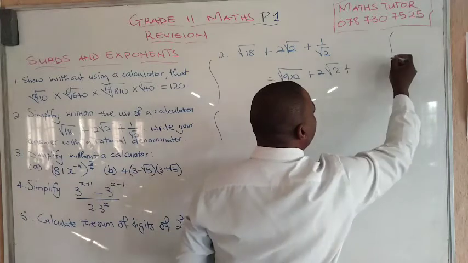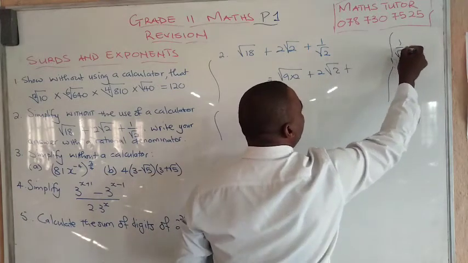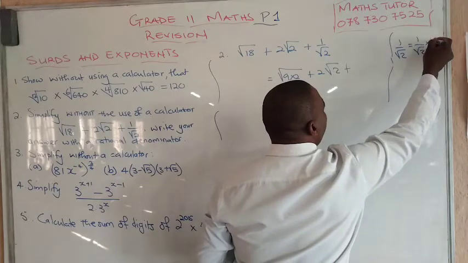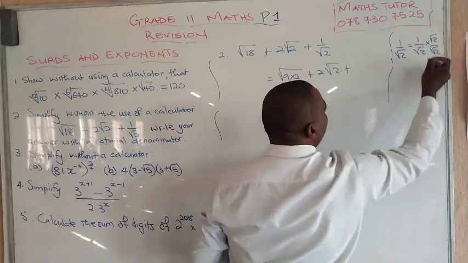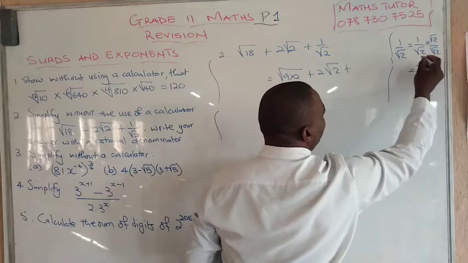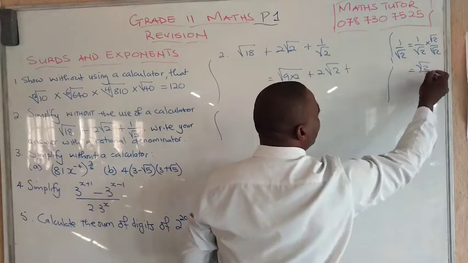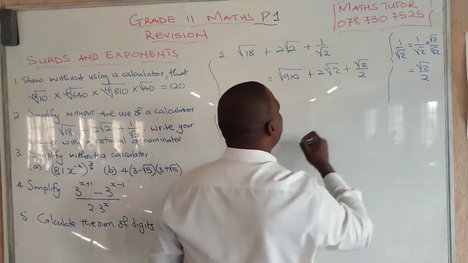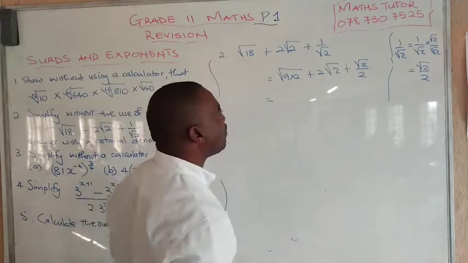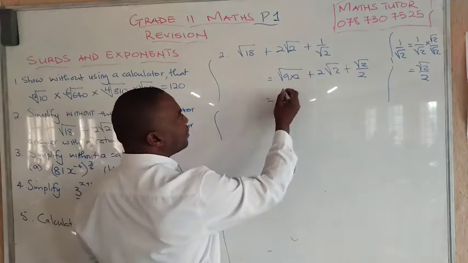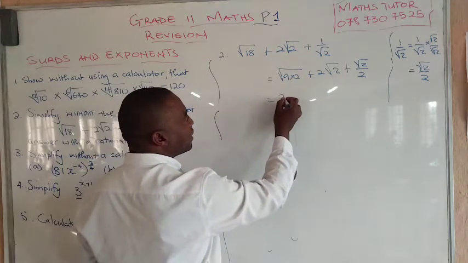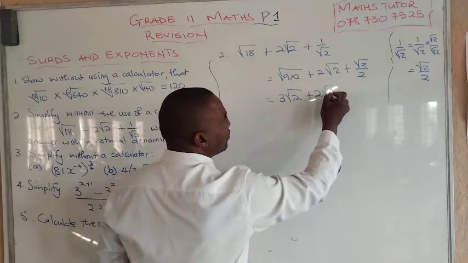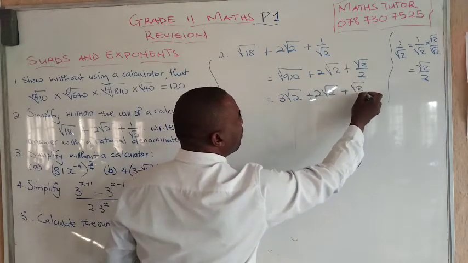So rationalizing 1 over root 2, we multiply by root 2 over root 2, which will give us root 2 times root 2, that is 2. So it's plus root 2 over 2. Now, square root of 9 times 2, the square root of 9 is 3. So it will be 3 root 2 plus 2 root 2 plus root 2 over 2.